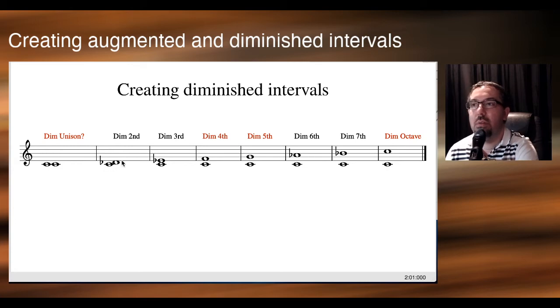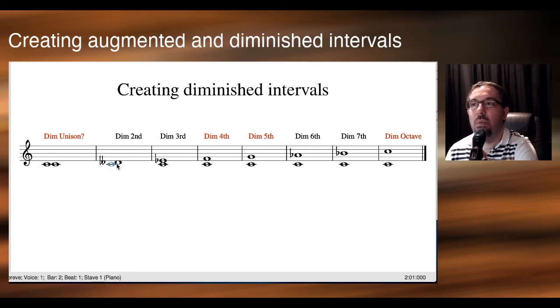At the moment I've got a minor second here from C to D. So if I then lower it by a flat, I don't want to land on another C. I've got to keep the D note. So we're going to write that as a C to a D double flat.